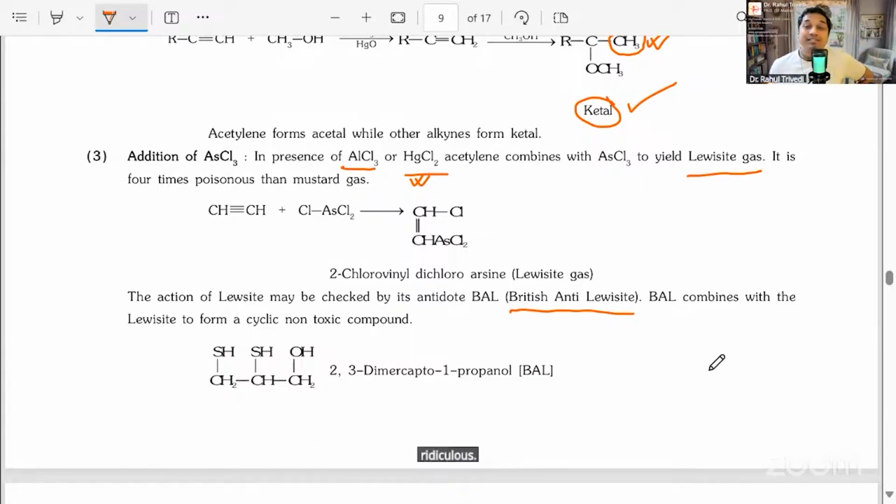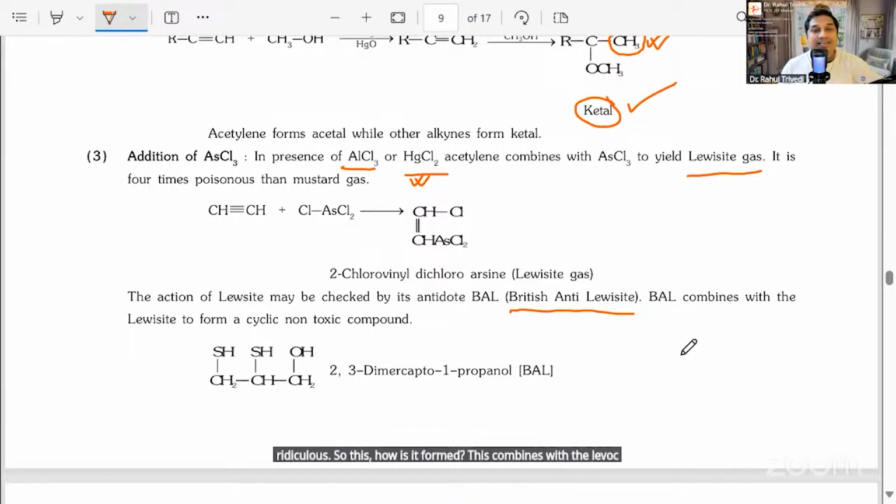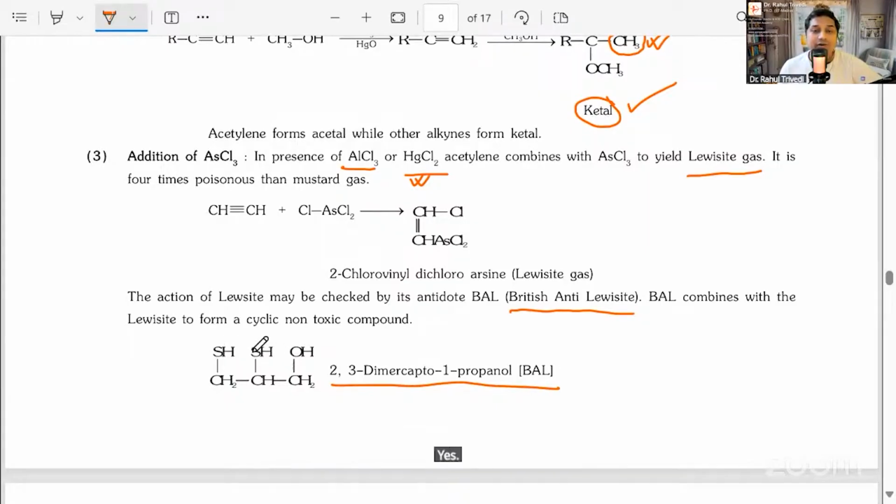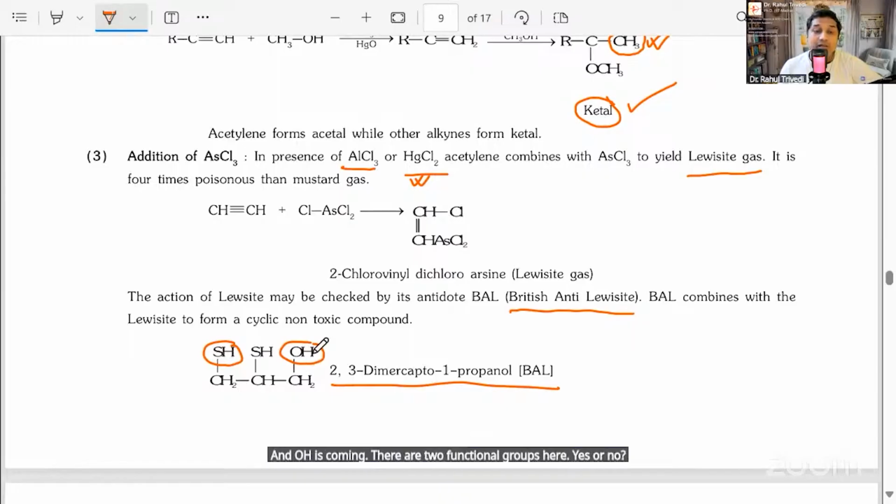So how is it formed? This combines with the lewisite to form basically a cyclic non-toxic compound. Correct? Remember another important thing to learn from this name. Anywhere, if you have two SH fellows coming, or anywhere SH is coming and OH is coming, there are two functional groups here. Yes or no? One is thioalcohol, another one is alcohol. Ol, thiol. There are two functional groups coming. Which one should be given higher priority? Obviously, alcohol. Yes, higher priority.